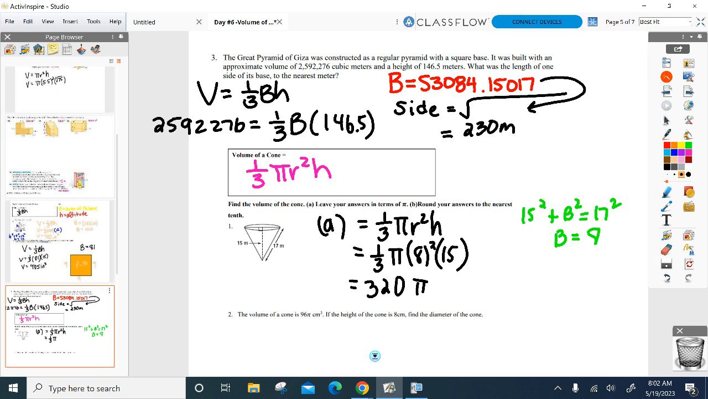Go back to your calculator. Let's do part B real quick. Go back to your calculator. Now take that answer, find out what 320 pi is, and round it to the nearest 10 for me.